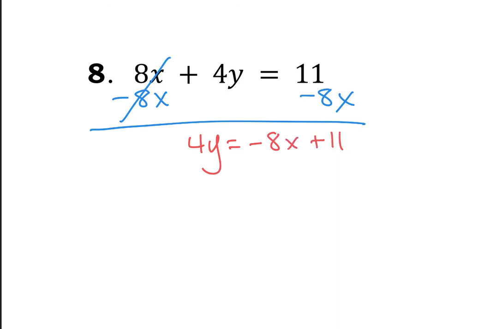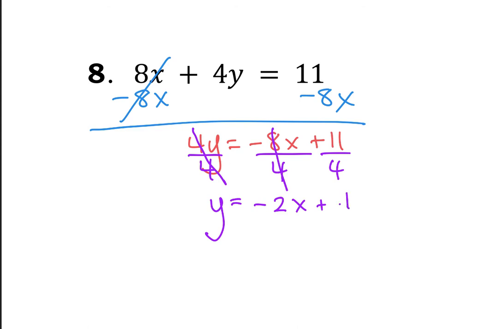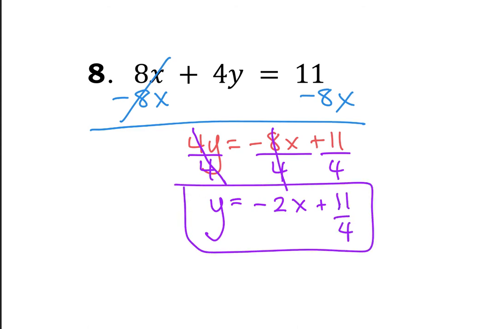To get the y by itself, what should we do? Divide everything by 4. Sometimes it's going to divide, sometimes it's not, but it's okay. 4 divided by 4 is 1. What's negative 8 divided by 4? Negative 2. And then 11 doesn't divide by 4, so just leave it like that. This is what we're looking for. Okay? We're going to do the same thing on number 9.